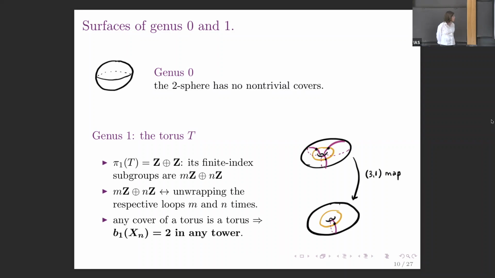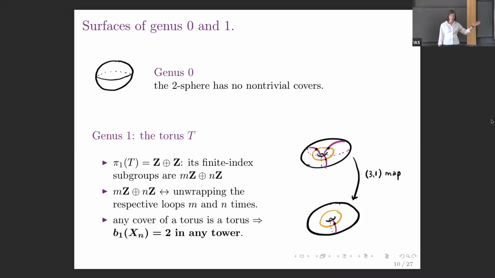So this is the genus 1 surface. Its fundamental group is Z plus Z, so finite index subgroups are of the form mZ plus nZ for positive integers m and n. That subgroup corresponds to unwrapping the two fundamental loops in the torus, m times and n times. I've drawn here what I call the 3-1 map, in which the orange loop gets unwrapped 3 times, and that produces 3 copies of the pink loop.